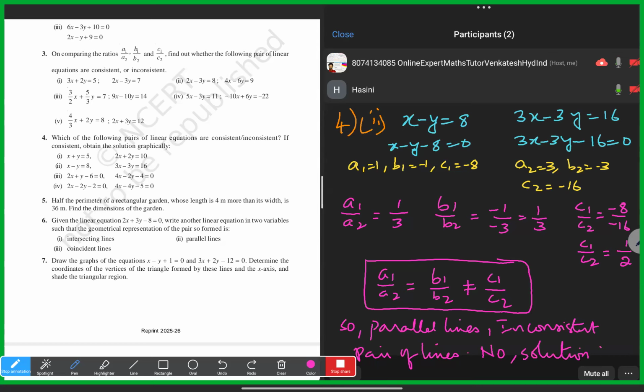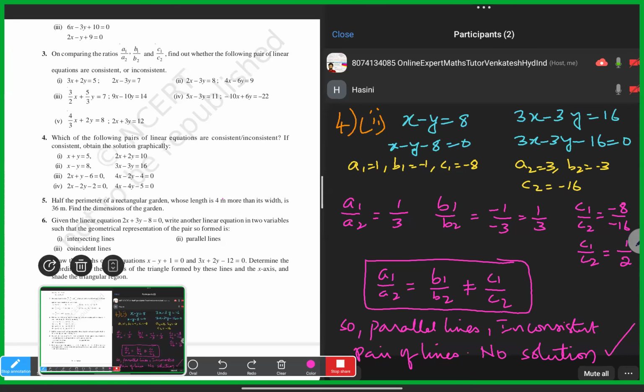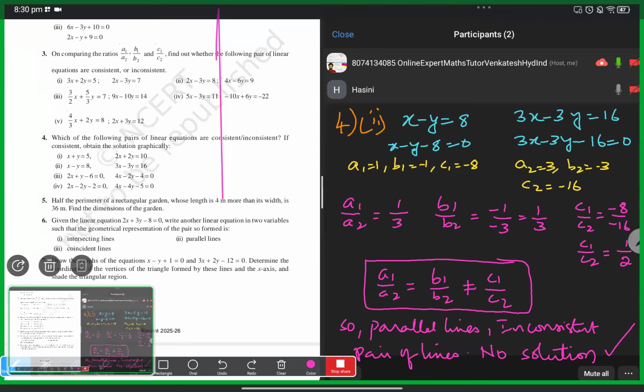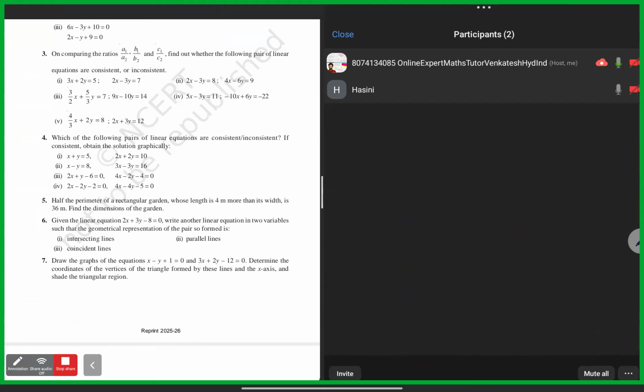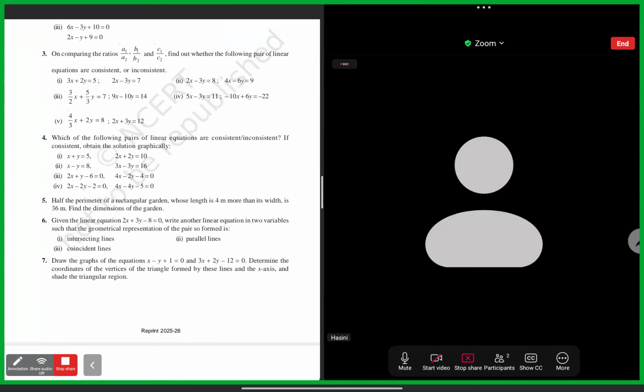There is no need of drawing the graph because we know that they have no solution. If we draw it also, anyways, we'll get parallel lines. But they asked us to draw the graph only if the lines are consistent, as in the question. From the fourth question, third part onward, shall we do it freshly in our next class? Okay, sir.